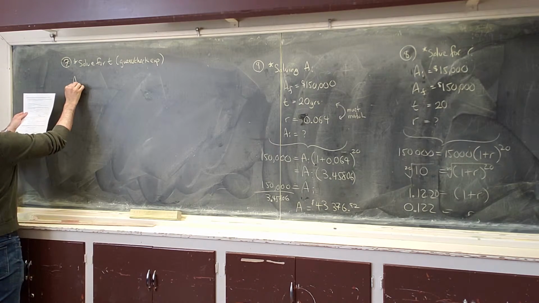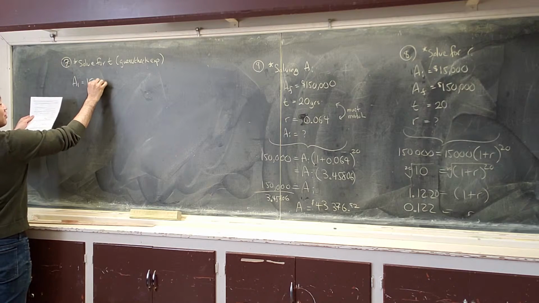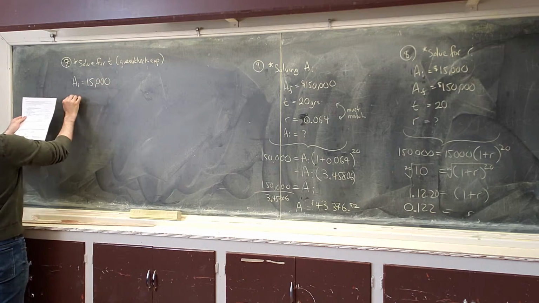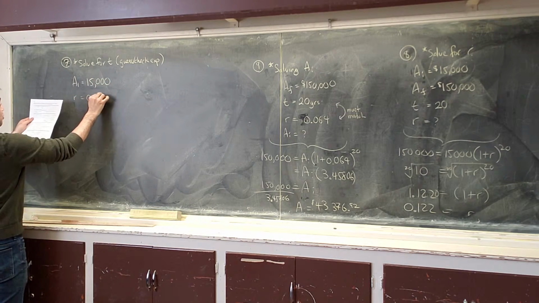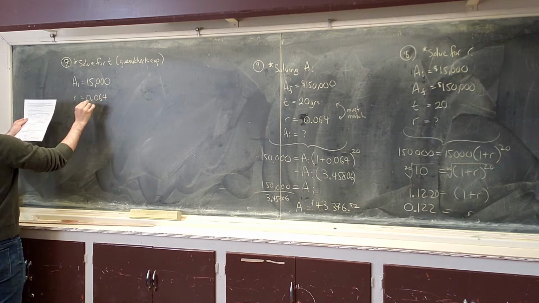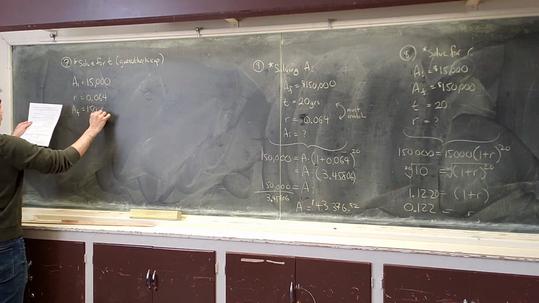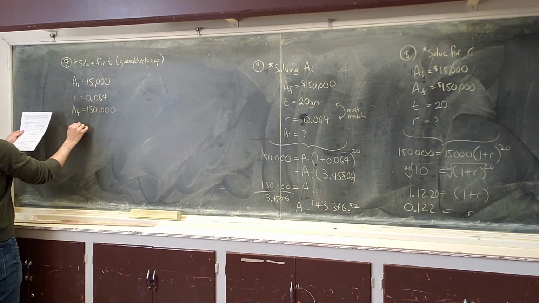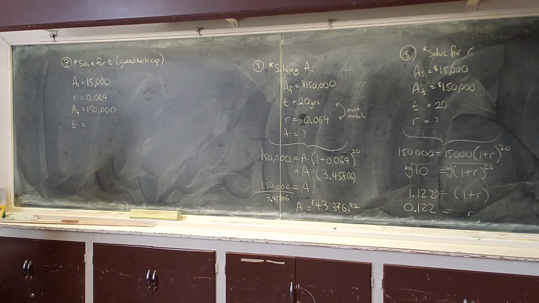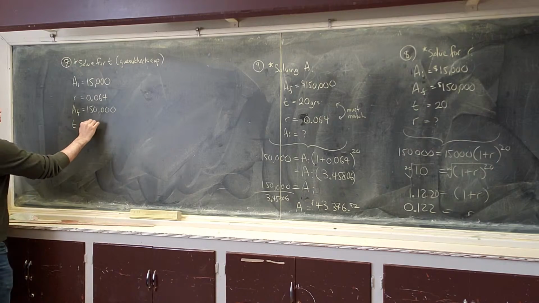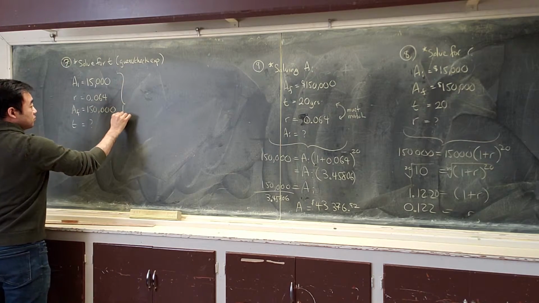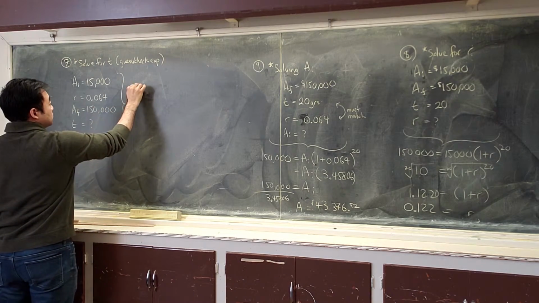An investment of $15,000 in the beginning. The rate is still 0.064. If the investment grew to $150,000, how many years would have had to pass? I'm going to set it up.